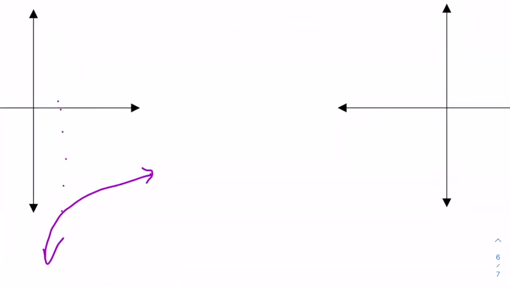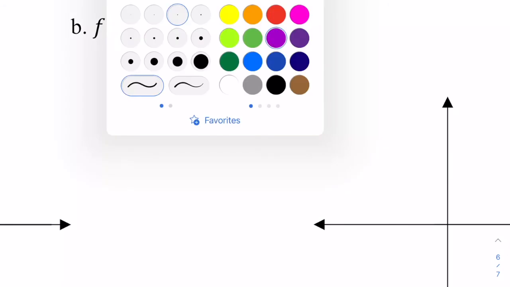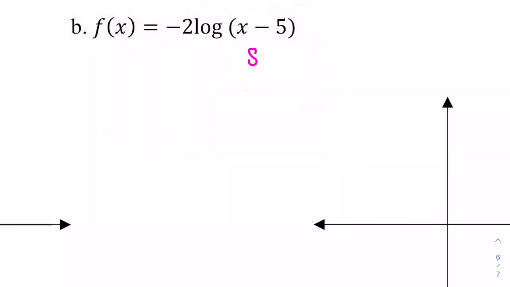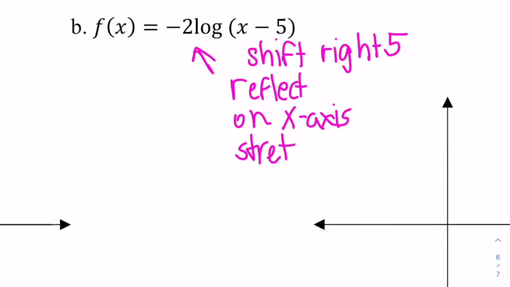Now let's have multiple transformations. There's a couple things here. We're going to shift to the right 5. And then we're going to stretch and reflect. So reflect on the x-axis and stretch by 2. So there's 3 things going on here.